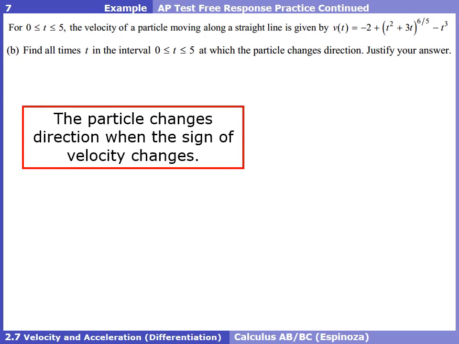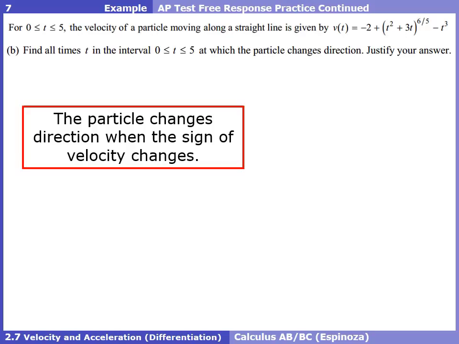Well, again, we can take care of a piece of this problem from the get-go. Since we're being asked to justify our answer, we can get that out of the way right away. The particle changes direction when the sign of velocity changes. So we've already answered one piece of this problem. Even if we didn't know how to actually find those times, as long as you know that fact, you can at least answer a part of this and get some points. So we know a particle changes direction when the sign of velocity changes.